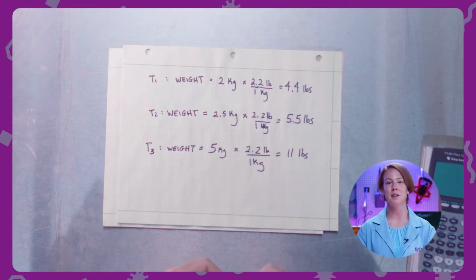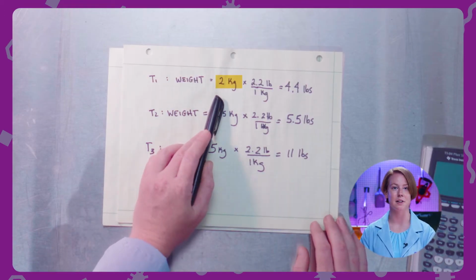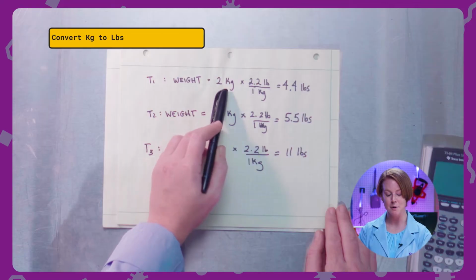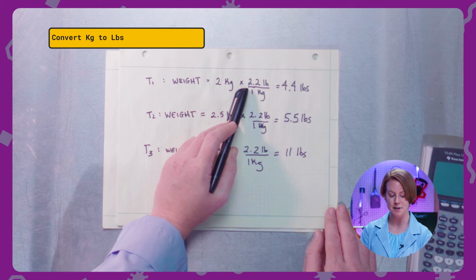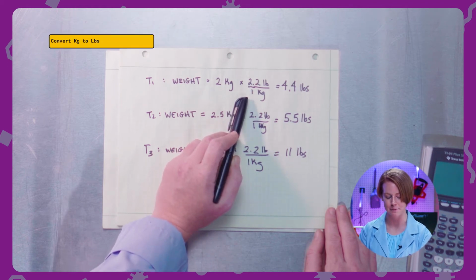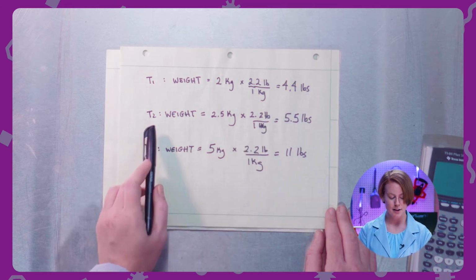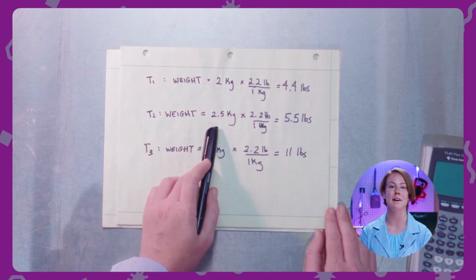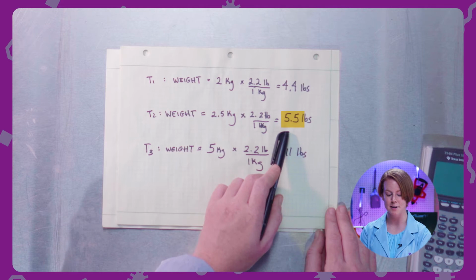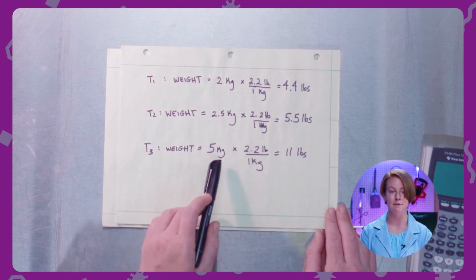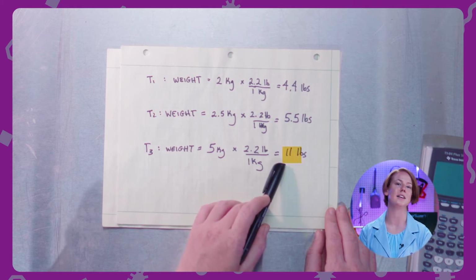For test 1, our failure weight was 2 kilograms. For the sake of consistency, let's go ahead and convert that from kilograms to pounds. So since there are 2.5 pounds per 1 kilogram, test 1's weight was 4.4 pounds. Test 2 had a weight of 2.5 kilograms, which equals 5.5 pounds. Finally, test 3 had a weight of 5 kilograms, which equals 11 pounds.